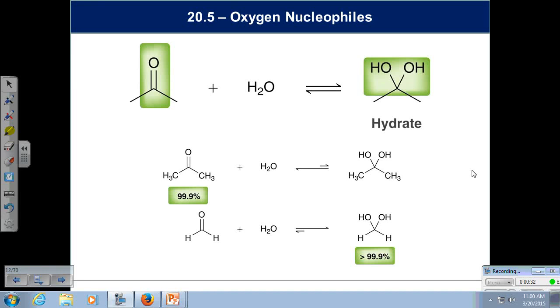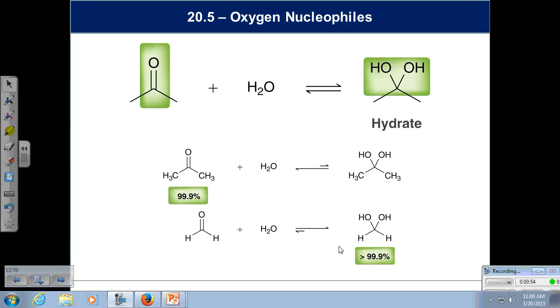Today we're talking about oxygen nucleophiles attacking carbonyls, and this is subtle but important, especially for those of you who need to do biochemistry in the future. We can look at this slide again quickly and talk about ketones versus aldehydes and get some appreciation for their differing reactivities. We can see at the top that the ketone here picks up a molecule of water and becomes a hydrate, as does an aldehyde.